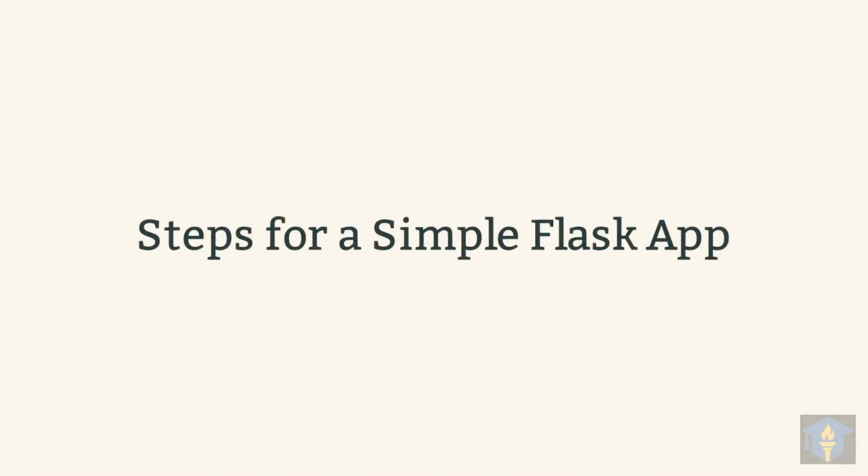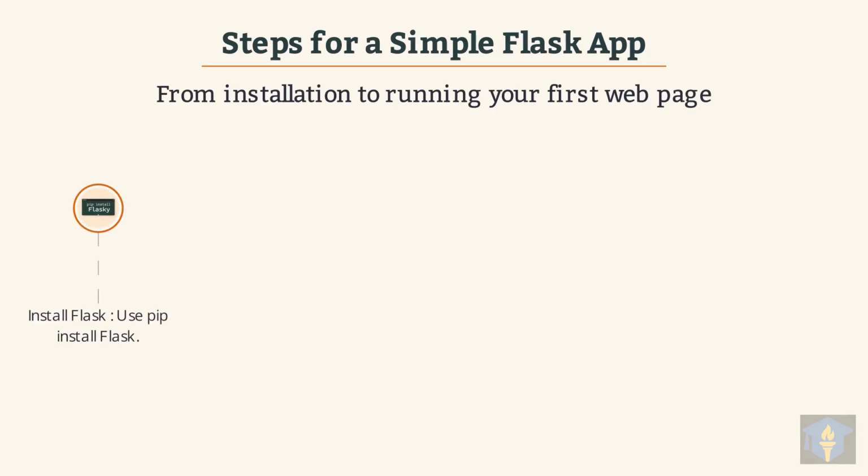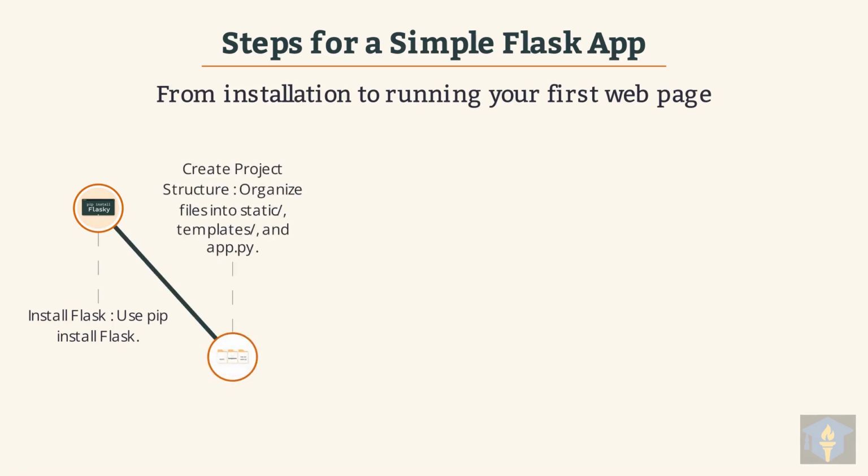Let's walk through the essential steps to create a simple Flask application, from setup to your first web page. We'll cover everything from installing Flask to successfully running and adding styling to your very first web page. First, you need to install Flask. You can easily do this by typing pip install Flask in your terminal. Next, create your project structure by organizing files into static/, templates/, and your main app.py file.